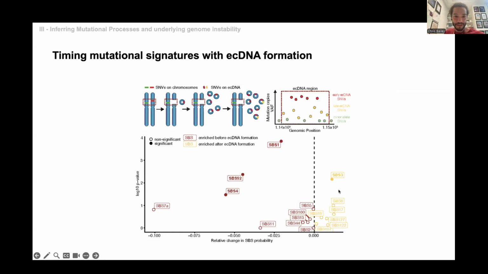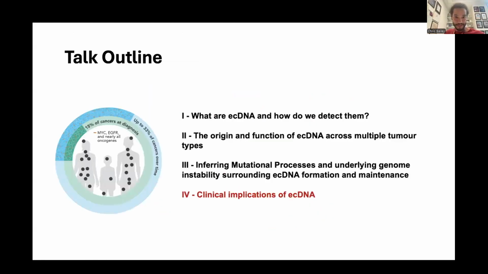And we found that SBS3 was enriched post ecDNA formation, whereas SBS4, 1, and 92 were enriched early, so they occurred pre-ecDNA formation.